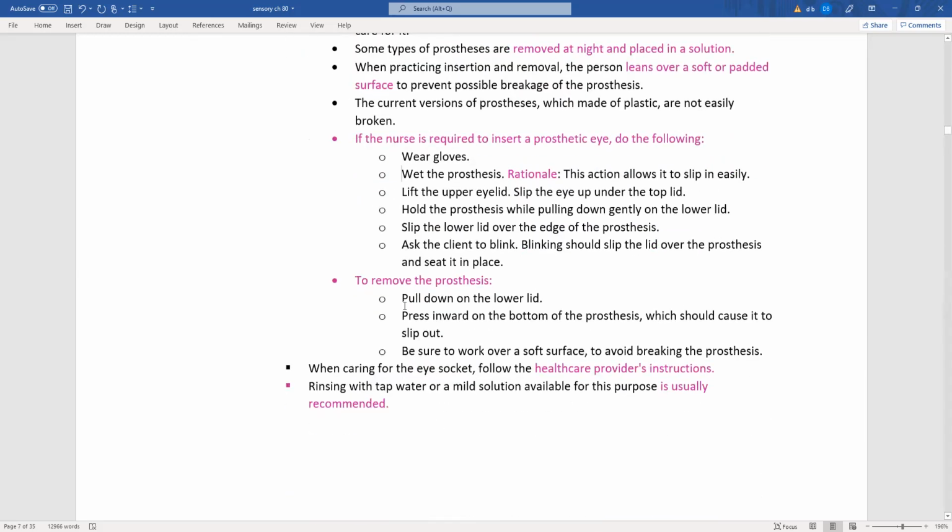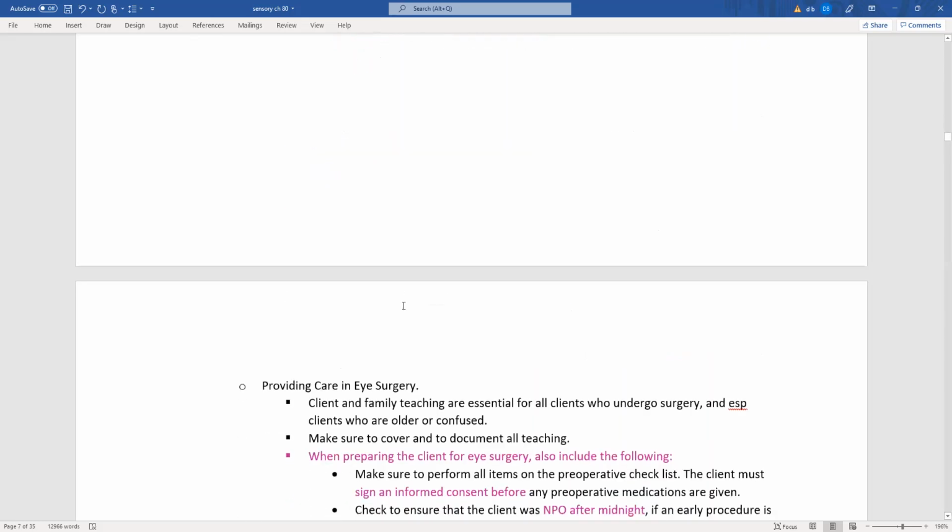To remove the prosthesis, pull on the lower lid. Now you have to press inward on the bottom of the prosthesis, which should cause it to slip out. And be sure to work over a soft surface, like I said when you were putting it in, to avoid breaking the prosthesis. When caring for the eye socket, follow the healthcare provider's instructions. Rinsing it with tap water or a mild solution available for this purpose is recommended.